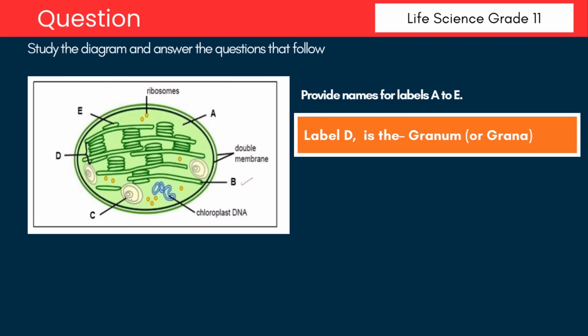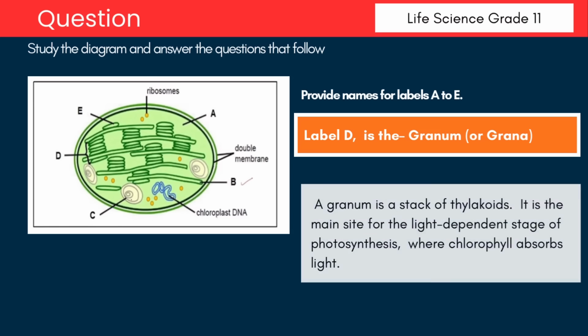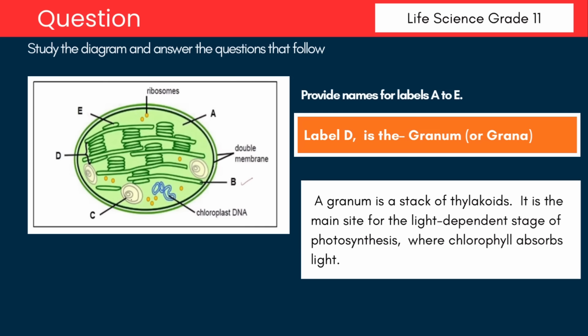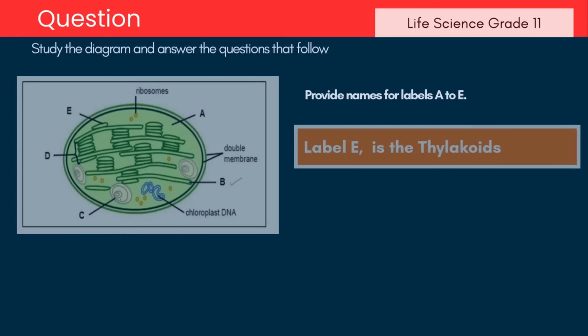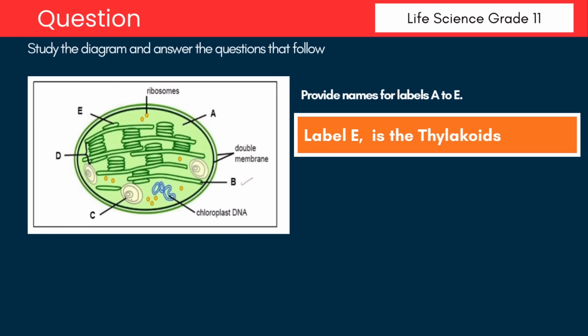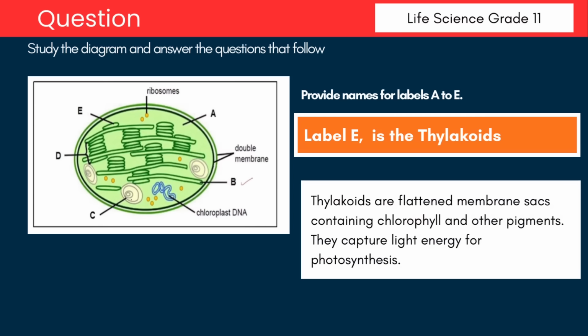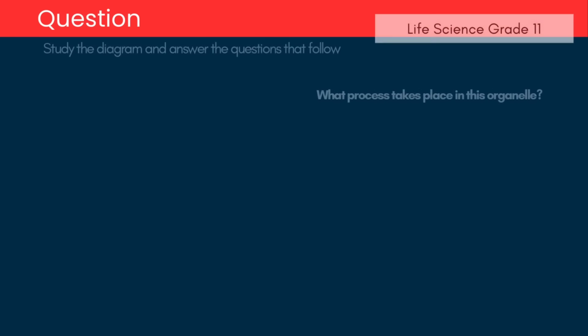Label D is the granum, or grana. A granum is a stack of thylakoids. It is the main site for the light-dependent stage of photosynthesis, where chlorophyll absorbs light. Label E is the thylakoids. Thylakoids are flattened membrane sacs containing chlorophyll and other pigments. They capture light energy for photosynthesis.